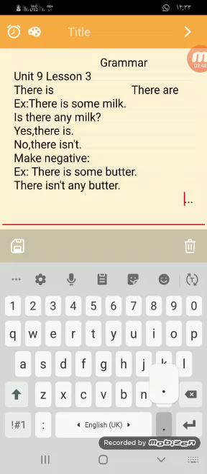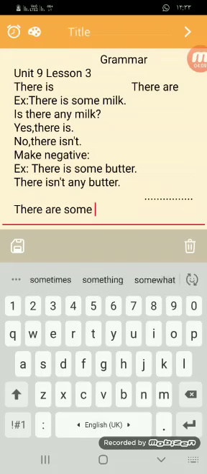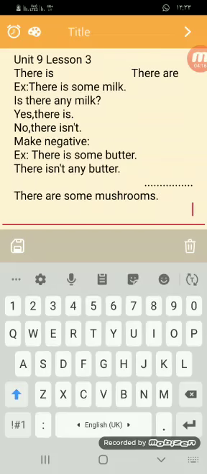Now, look at there are. There are here, we use it with plural nouns, with nouns that we can count. For example, there are some mushrooms. Okay? Here, we use are with mushrooms. We put S to the noun because mushrooms here is countable.